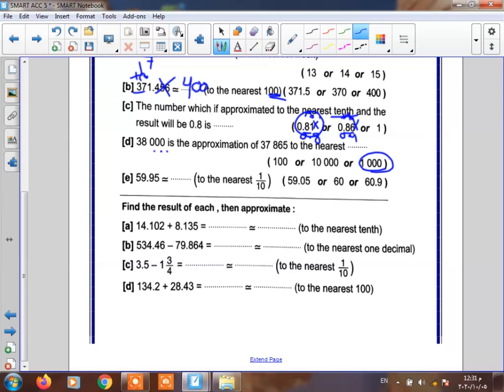59.95 approximately equal to the nearest tenth. Here I will look at the tens. 9, look at 5, give 1, cancel 5. 9 plus 1 equal 10. 0 and carry up 1 with the point. 9 plus 1 equal 10. 0, carry up 1. 1 plus 5 equals 6. So here the result equal 60.0, meaning 60.